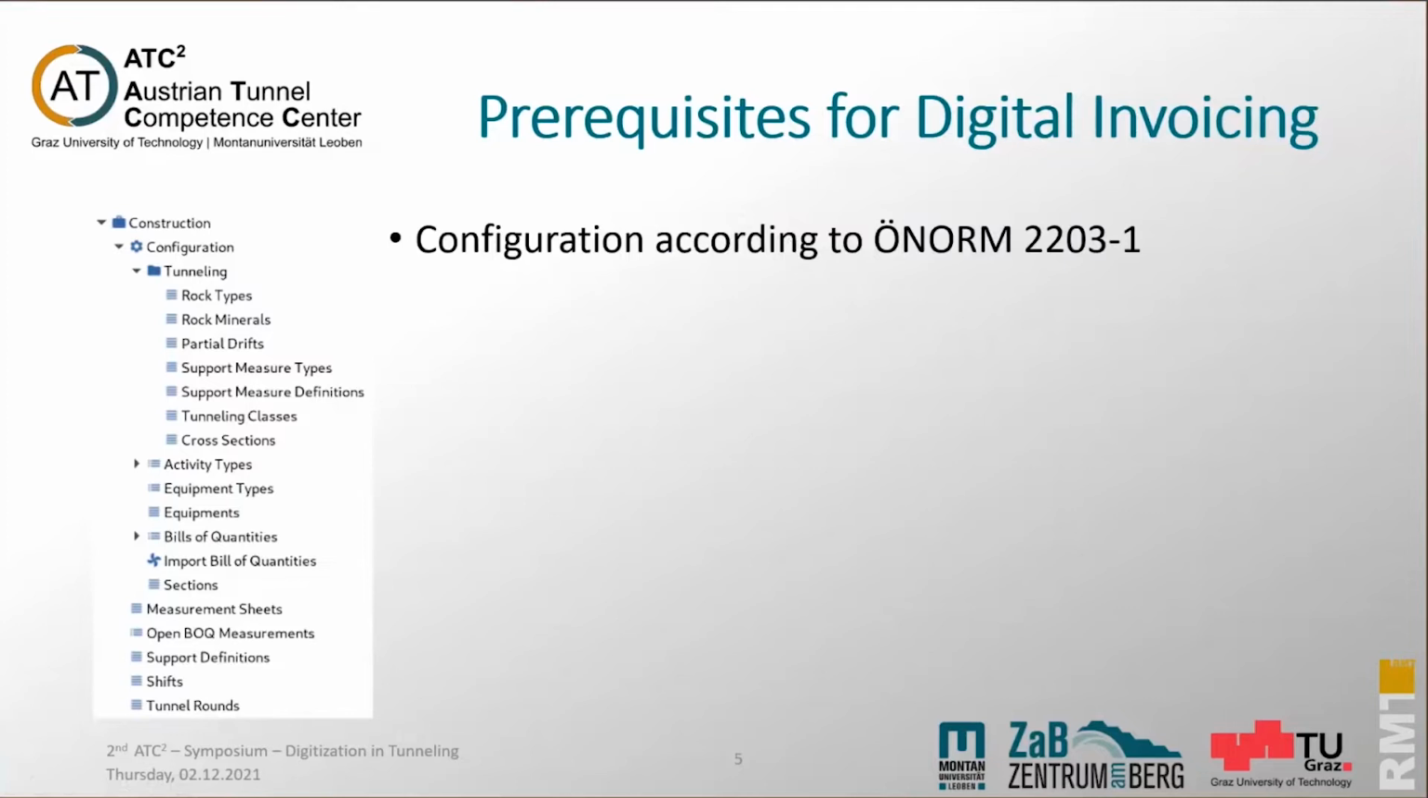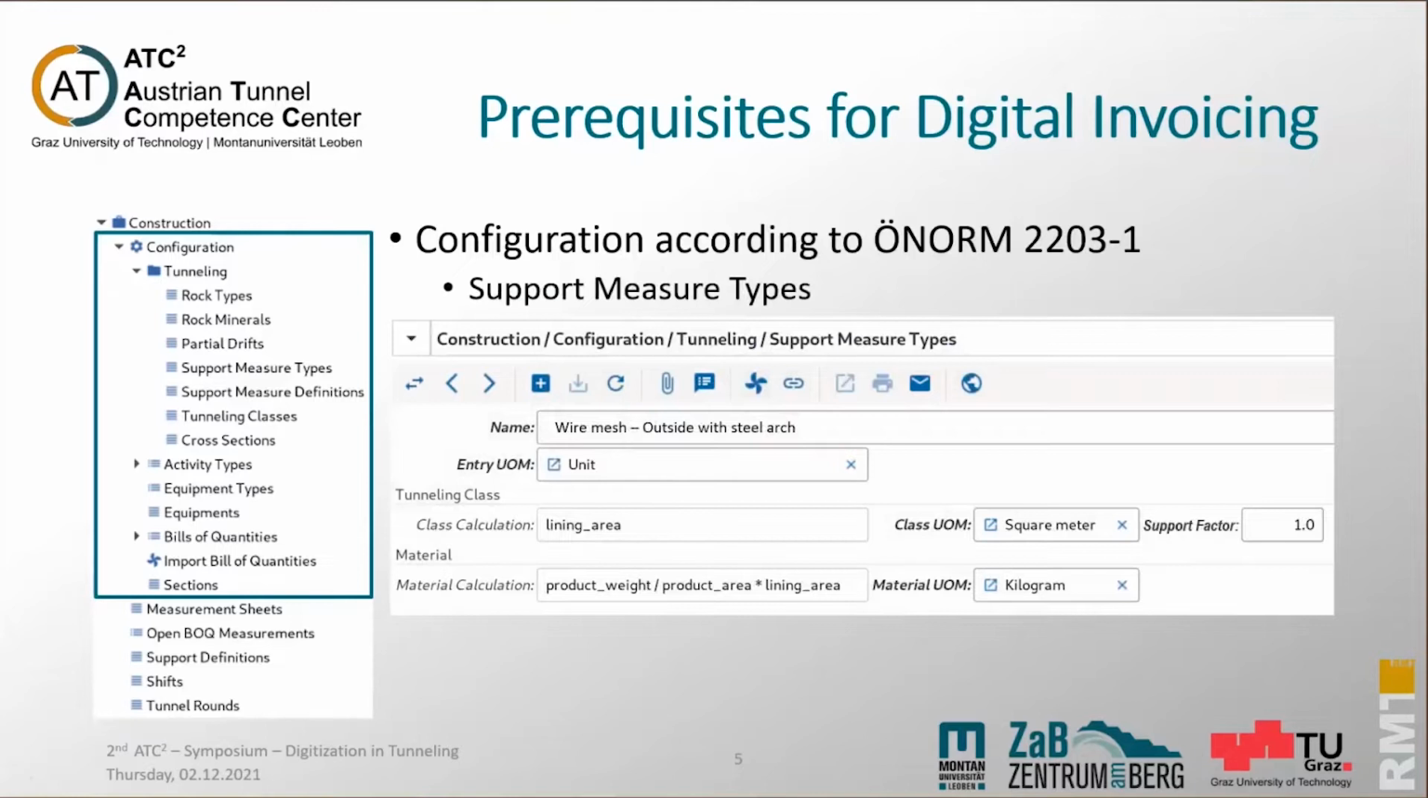But for the automated invoicing process, we need to define once at the project some configurations. For example, the configurations for the support measure types you can see here. There is an example for the wire mesh. And we need to implement that once in the project, as you can see here, according to the ONRE 2020-03, for example, how the tunneling class is calculated, and further on how we calculate the material then for the invoicing.